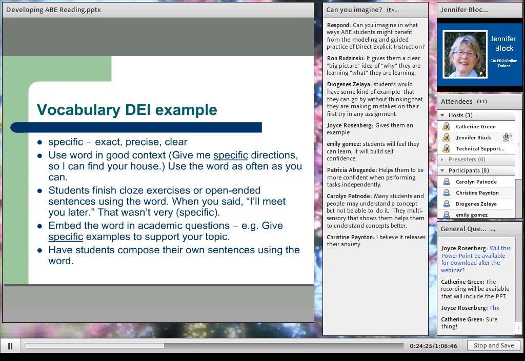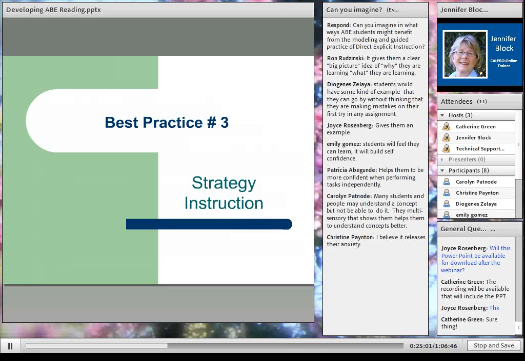So this is one way to use direct explicit instruction with the vocabulary component of reading, and it is one that does enhance their acquisition of the word. With ABE students, we might expect that they need many exposures to a word before they actually hang on to it and can use it themselves. And this model gives them more exposure than many other models.